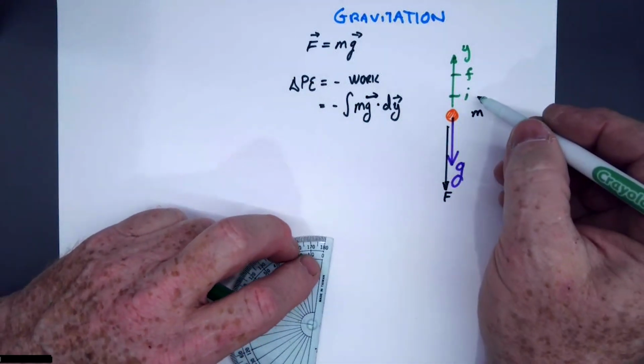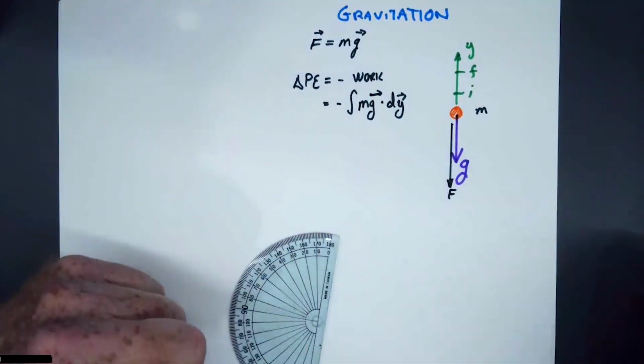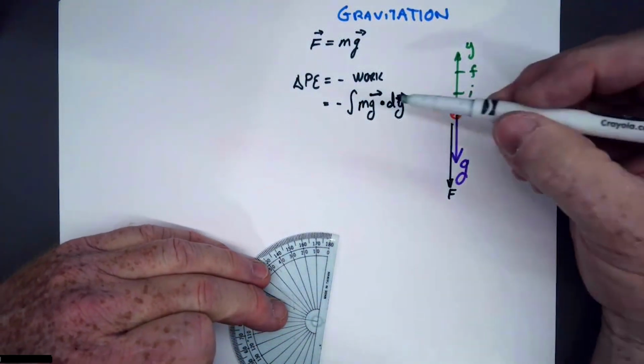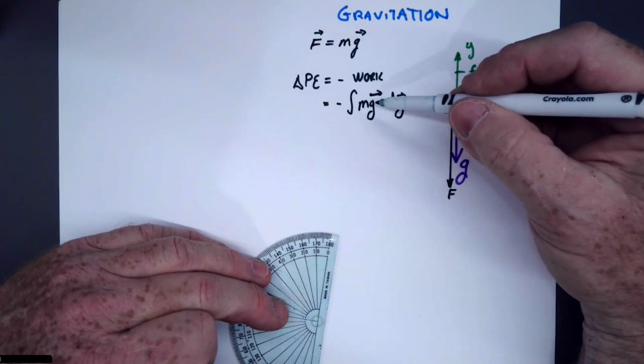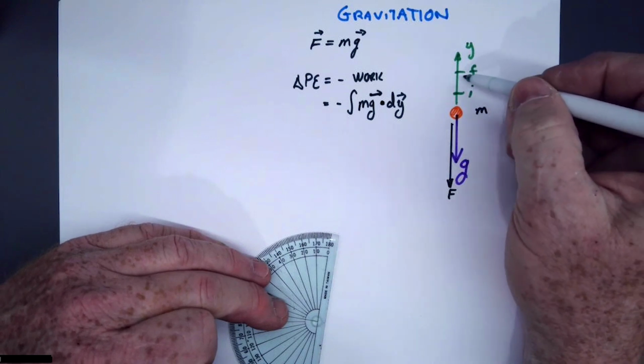I'm going from an initial position to a final position. Notice I'm going up here. Now, this has special meaning. It's a dot product, but basically what I'm going to do is take the magnitude of the force, mg, times cosine of the angle between the force and my displacement.